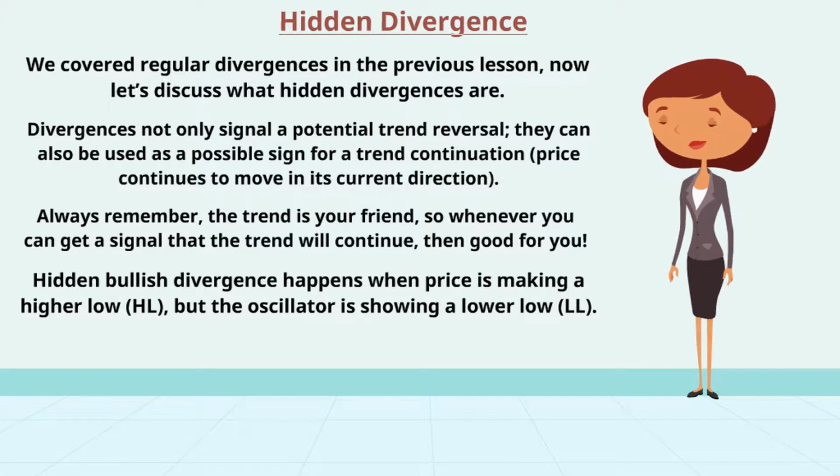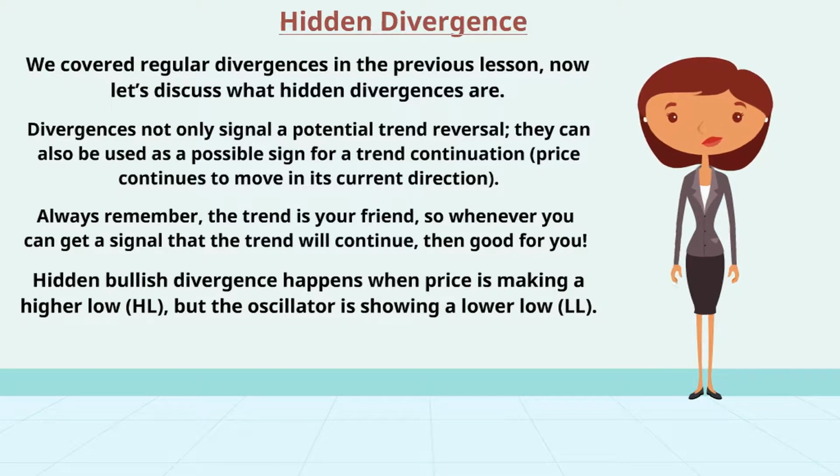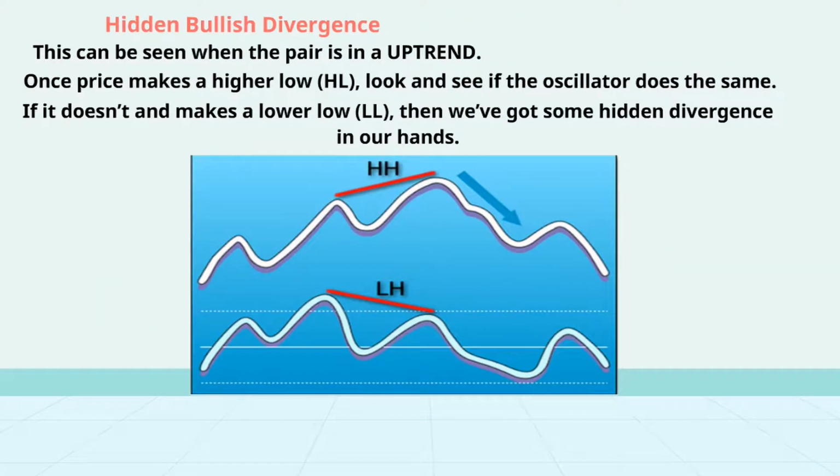Divergences not only signal a potential trend reversal, they can also be used as a possible sign for a trend continuation. Price continues to move in its current direction. Always remember, the trend is your friend, so whenever you can get a signal that the trend will continue, then good for you. Hidden bullish divergence happens when price is making a higher low, but the oscillator is showing a lower low.